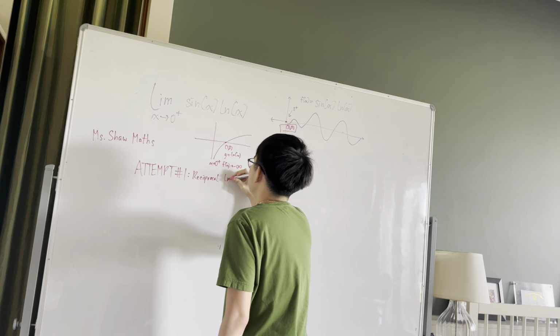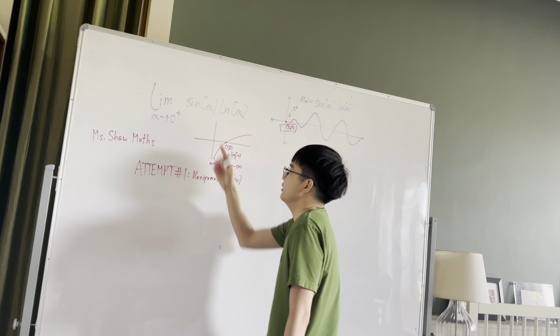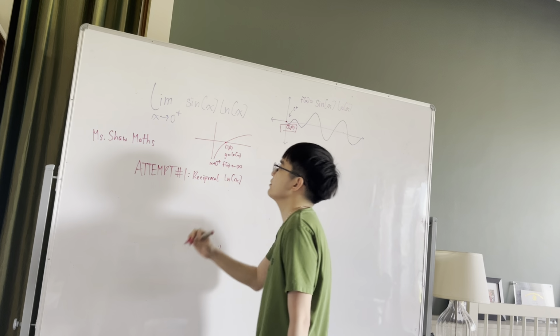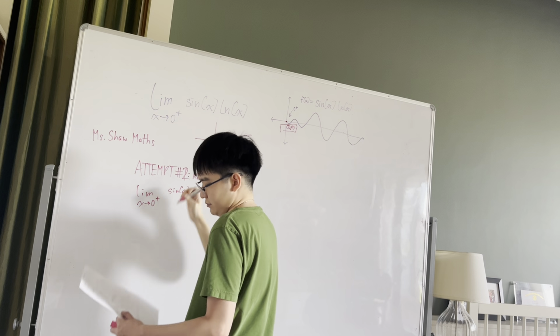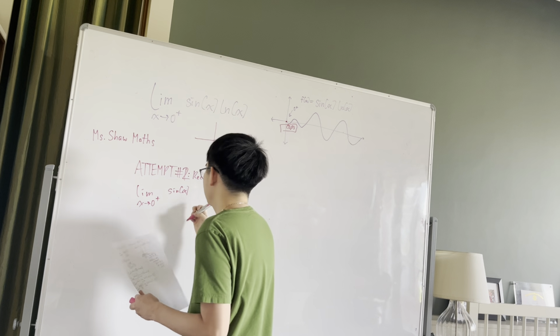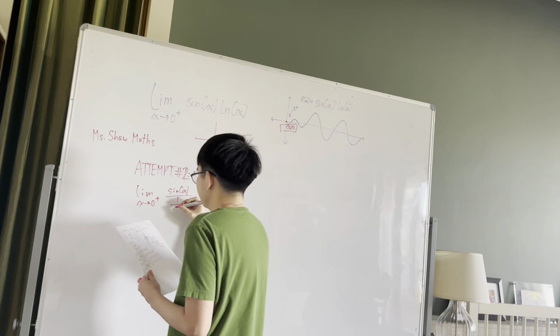Take the reciprocal of ln of x. So I'm going to rewrite this completely as, this is attempt 2 now. Limit as x approaches 0 from the right-hand side of sine of x over 1 over ln x.